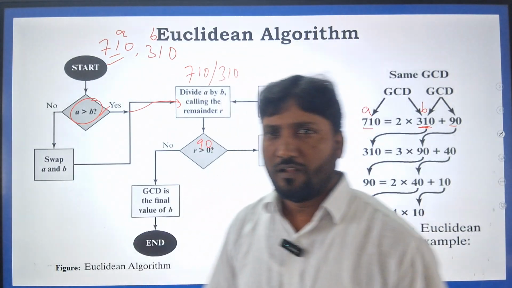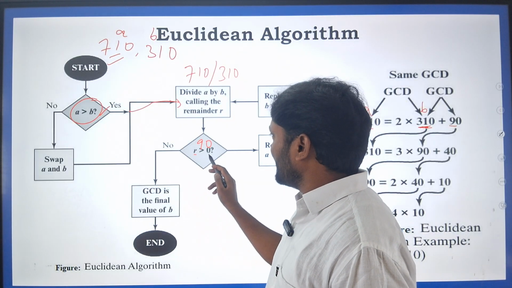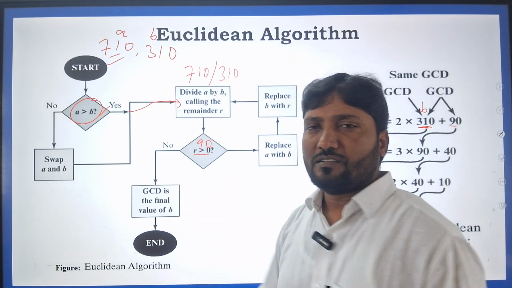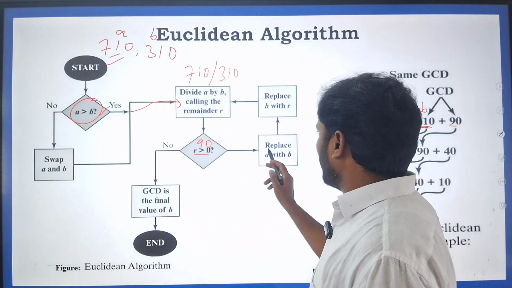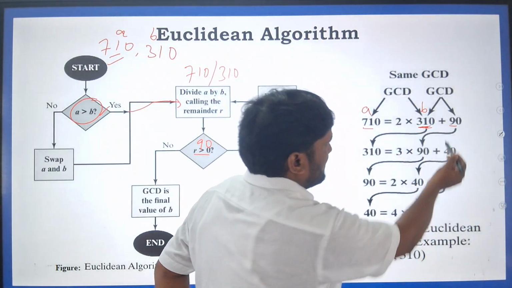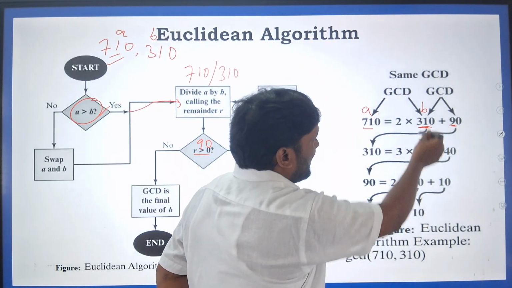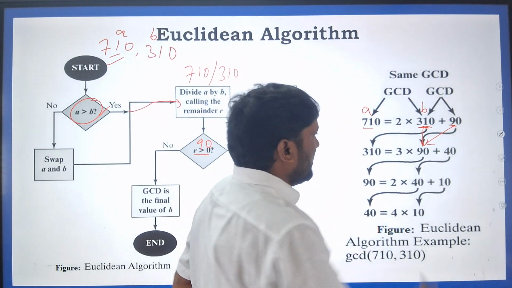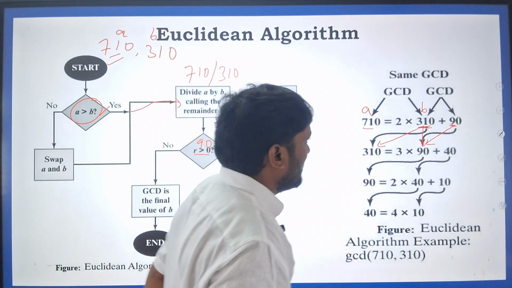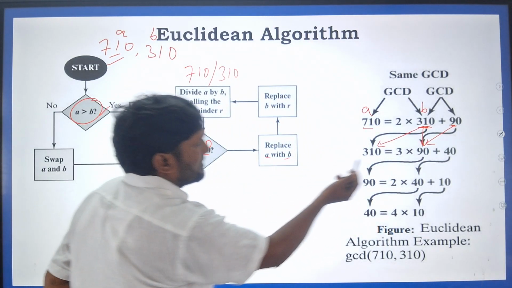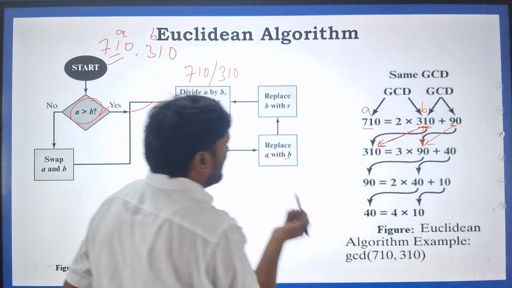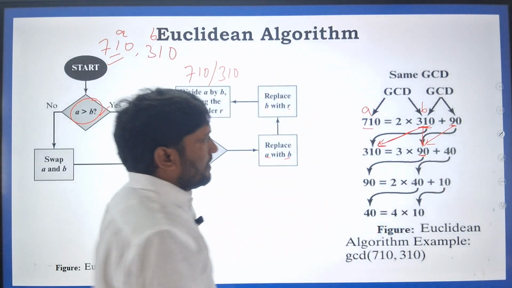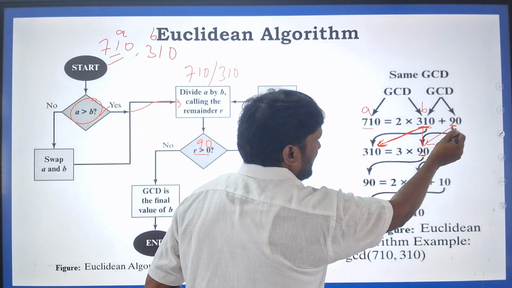The remainder is 90. What is the condition here? If r is greater than 0, now 90 will come here. So now it is greater than 0. That's why what we have to do here? Replace a with b. In place of b, we are going to take that remainder 90, and in place of a, we are going to take that b. That is, a can be replaced with b, and b can be replaced with the remainder. So b value becomes a and the remainder becomes b.